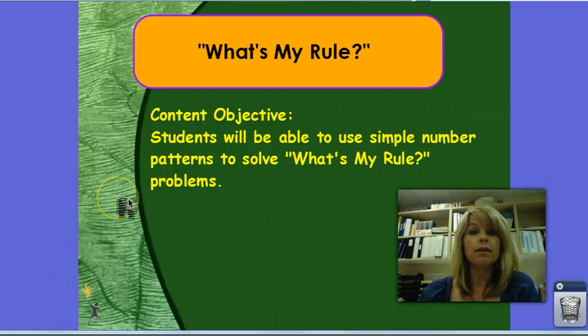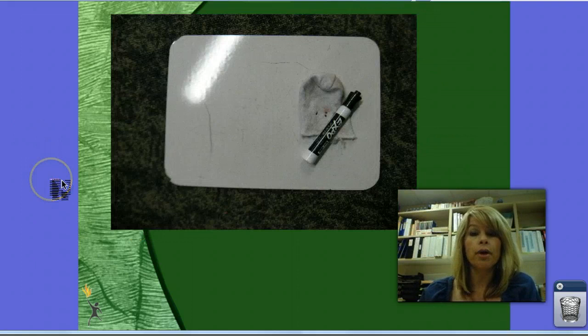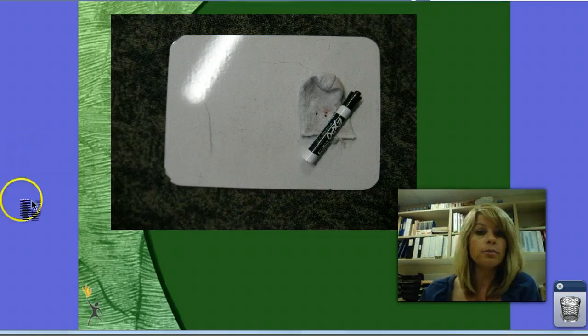Today's math lesson is called What's My Rule? In this lesson you are going to use simple number patterns to solve What's My Rule problems. For this lesson you will need your whiteboard, marker, and sock. If you need to get those items, press pause to get them.